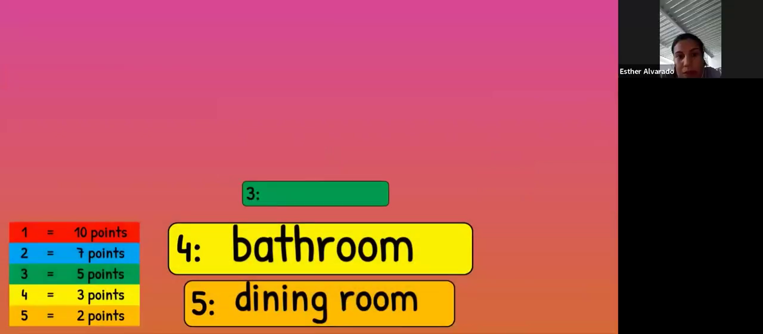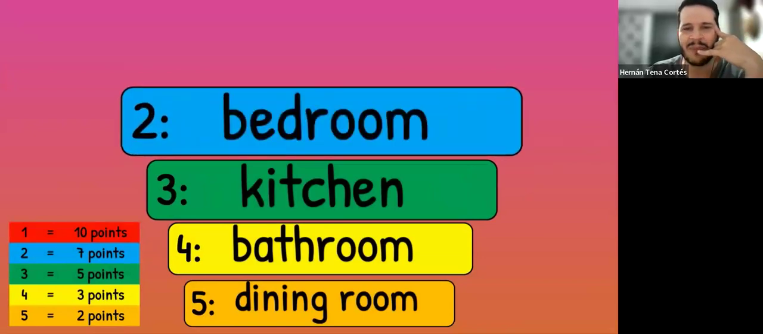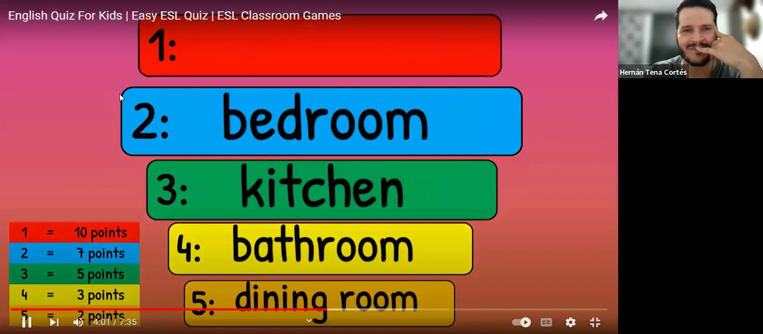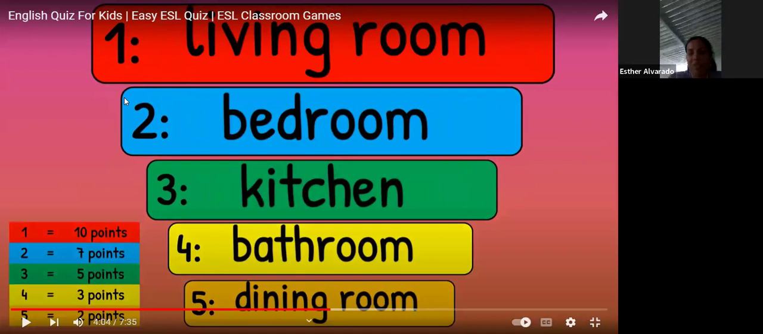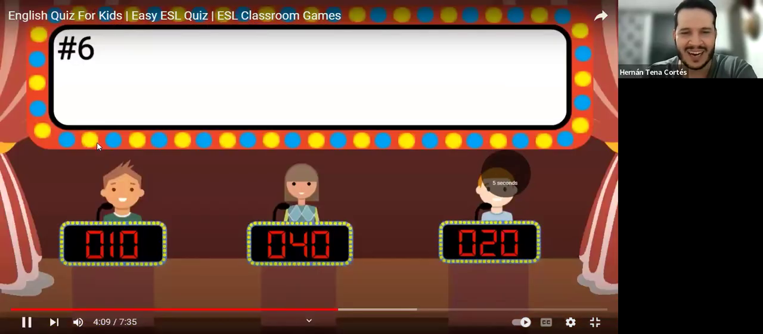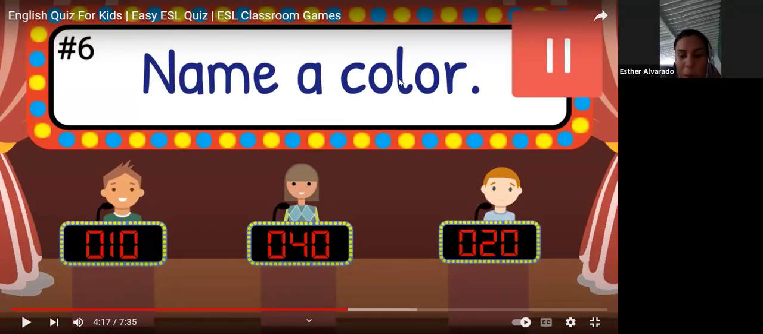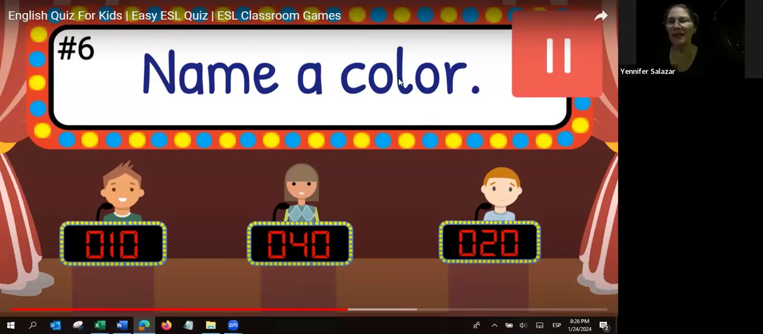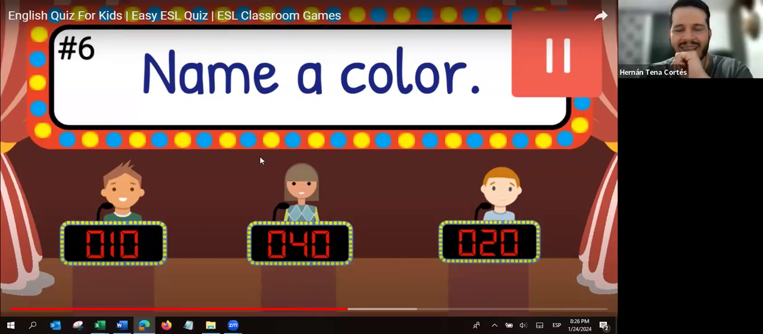That's you, Esther. Kitchen. Nobody said living room, right? Oh man, that's a very popular one. All right, let's go to the last one. A color. Now, guys, think about the most popular color, all right? What is the popular rooms? Living room was the most popular. The living room, yeah. All right, let's do this one here.